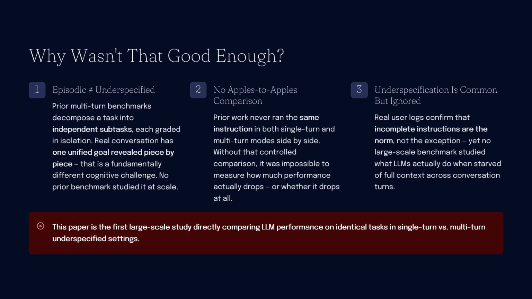Which brings us to why none of that was good enough. And this slide captures the three core gaps that this paper fills. Gap 1: episodic is not the same as underspecified. Prior benchmarks treat each turn as its own mini task, but in real conversation, there's one goal being built up gradually. The model has to hold an incomplete picture in mind and keep updating it. So there's a totally different cognitive challenge, and no benchmark had studied it at scale.